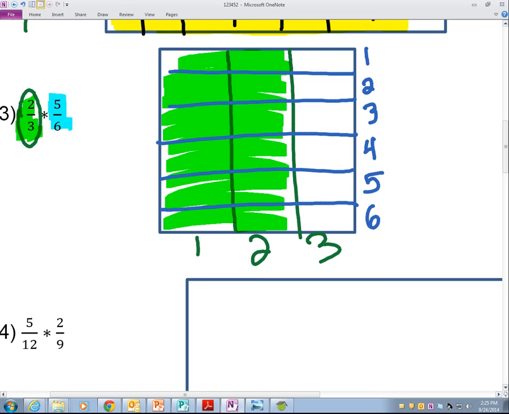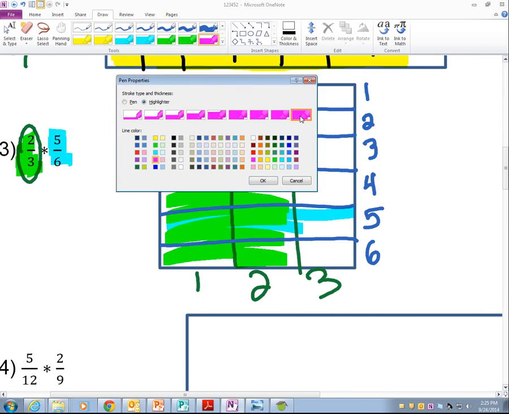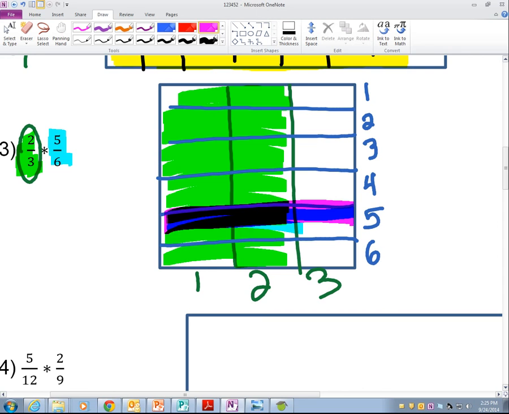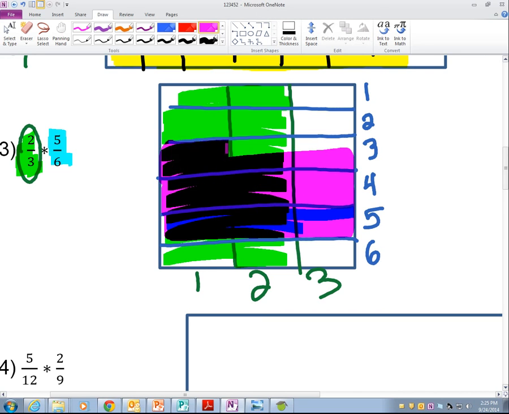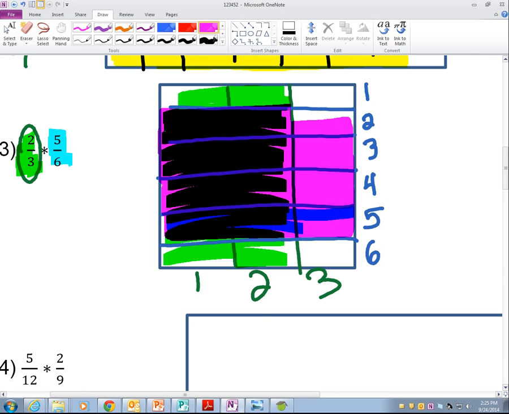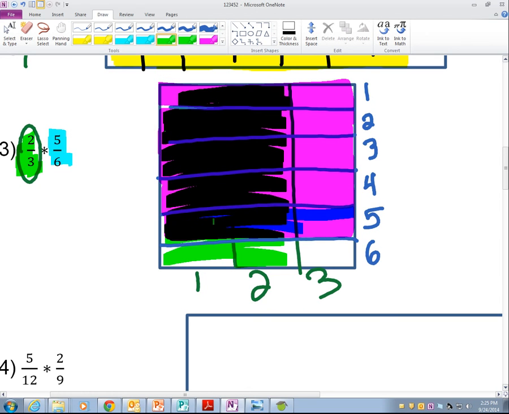So this one's going to be blue. 5/6. I'm going to color in 5 of these. Oh, you can't really see that. That's not good. We'll go magenta. Doesn't have to be pretty, just as long as you can see it. This one's green. So I just colored in 5/6.